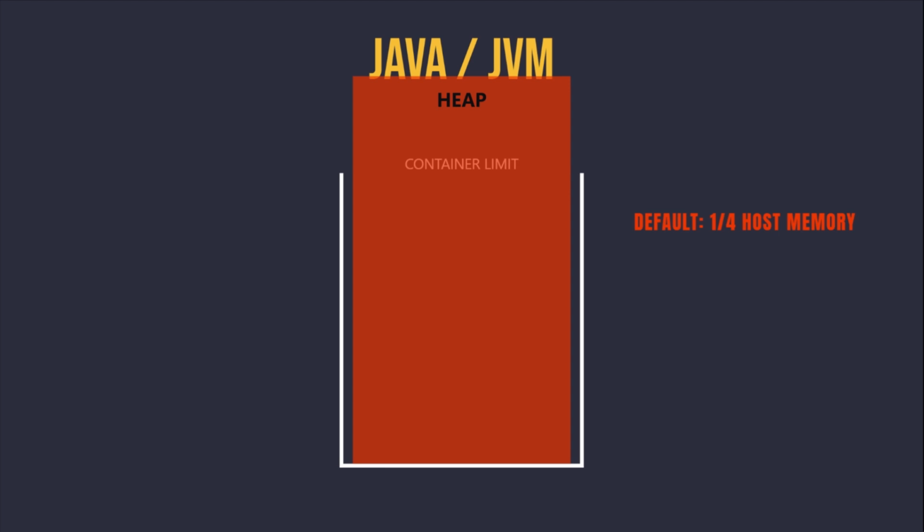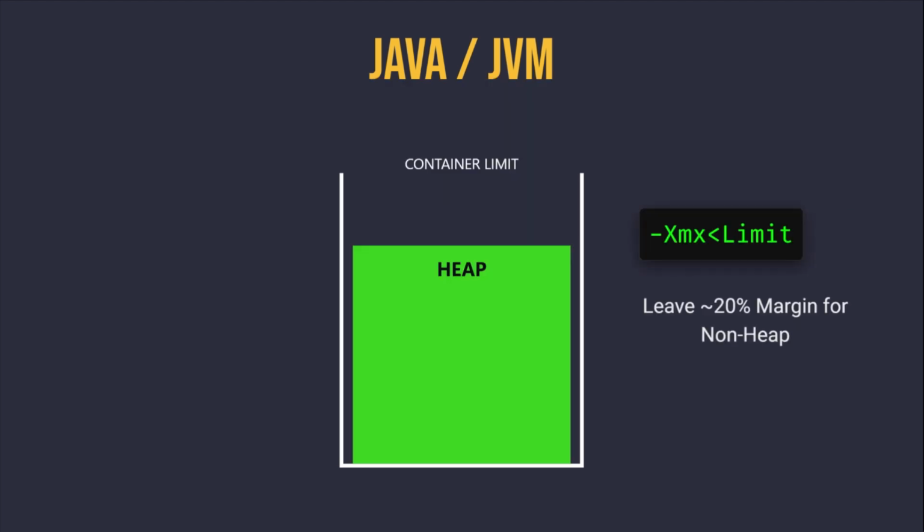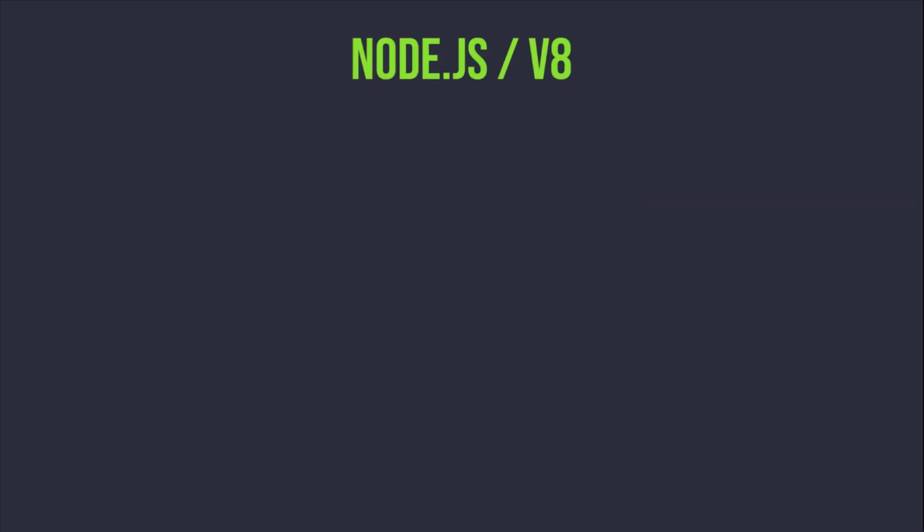The JVM defaults often assume a bare metal environment, allocating up to 1/4 of the host memory for the heap, ignoring the container's Cgroup limits. This mismatch guarantees OOM termination. Set the explicit maximum heap size using the -Xmx flag, ensuring it is significantly less than the container's memory limit. A safe margin is typically 20% below the Cgroup limit to account for non-heap memory usage like thread stacks, garbage collection overhead, and native libraries. Failing to constrain the heap size is the most common cause of 137 in Java containers.